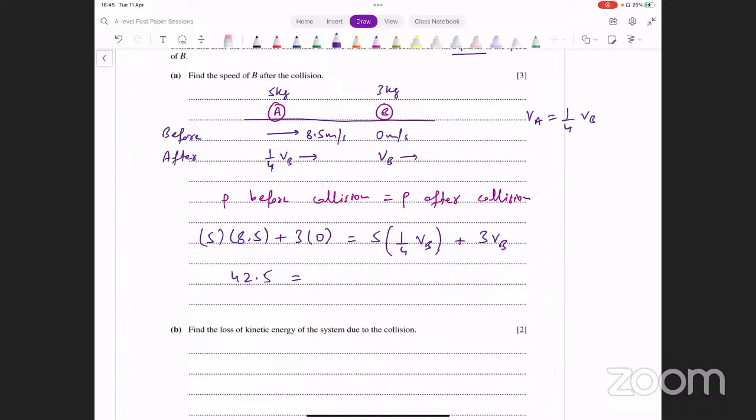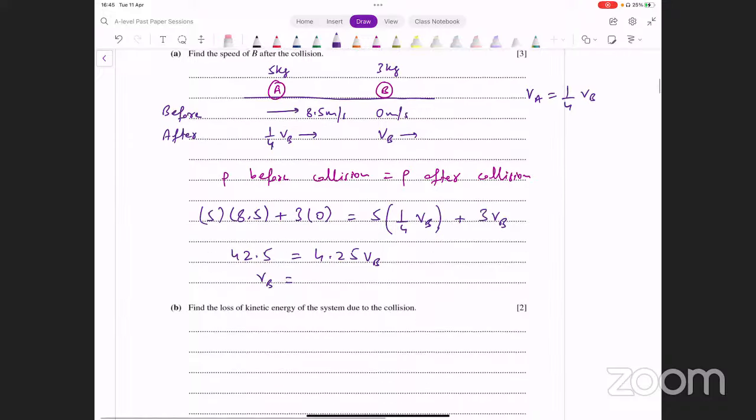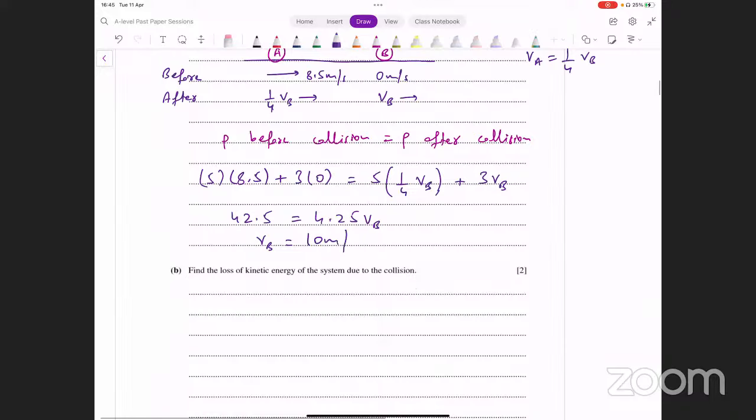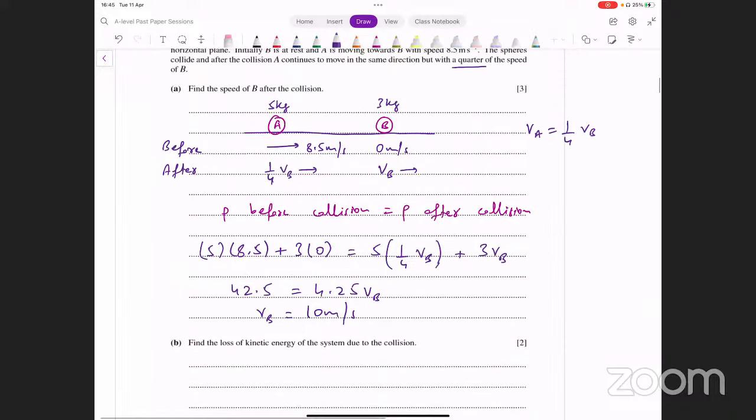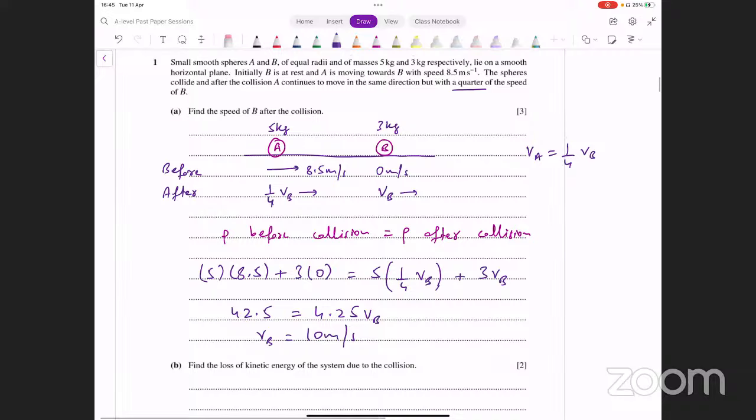On the right side, we have 5 over 4 plus 3. And that is 17 over 4, or you can say 4.25 VB. And the speed of B from this is going to turn out to be 42.5 divided by 4.25, which is 10 meters per second. That is what we were looking for in the first part. That's the speed of B after the collision.